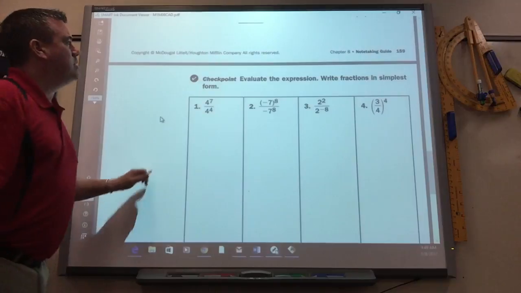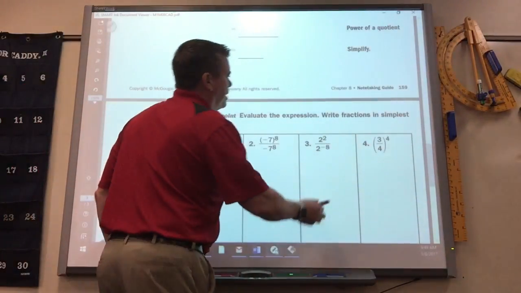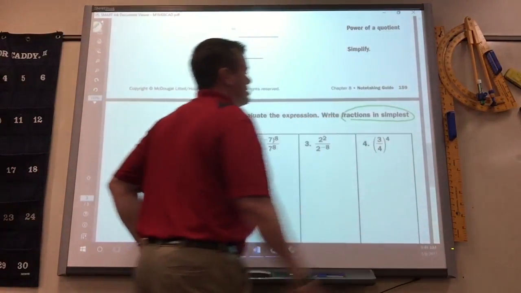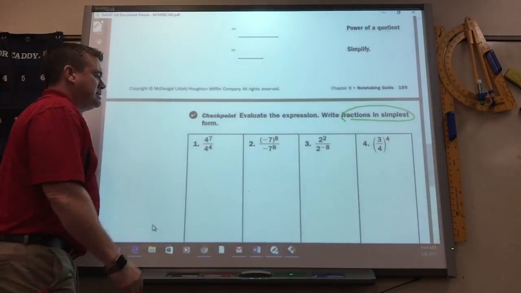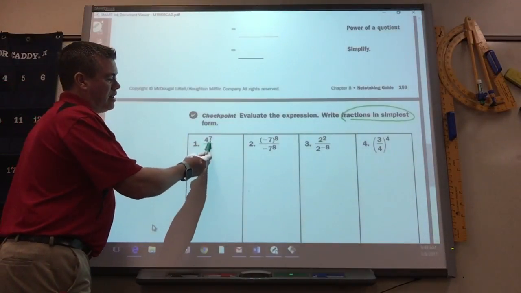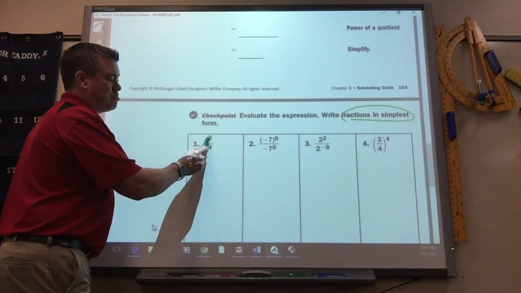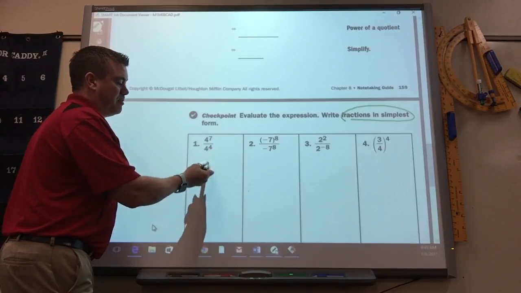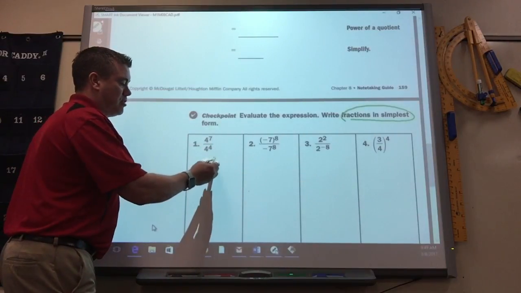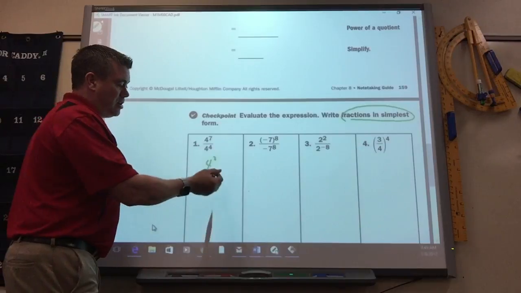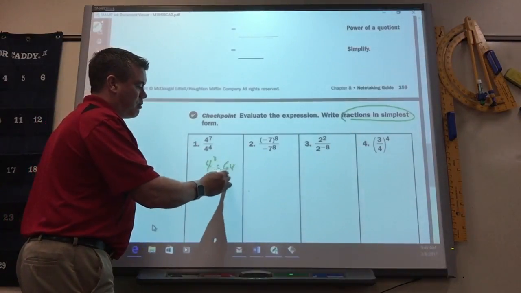Okay, so when we evaluate, you are going to want to write fractions in simplest form. So here, that's the same base. There's more on top. How many more? 3. So 4 to the third, you can use your calculator, is 64.